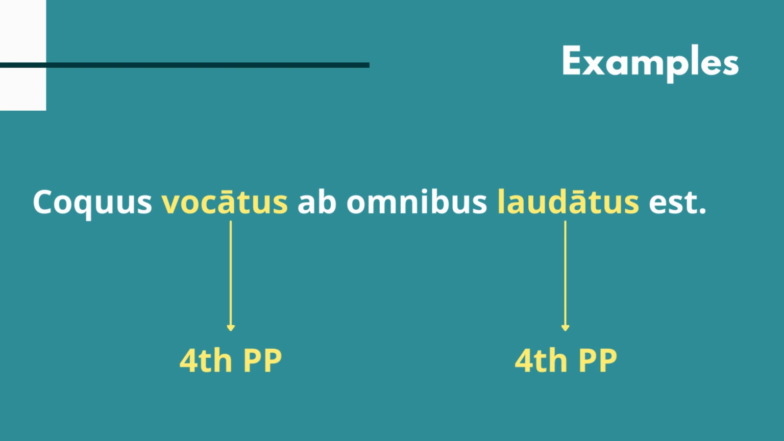So if we look at them again, right, vocatus is a PPP. There's no esse going with it. It's just a fourth principal part by itself. It's a perfect passive participle. Laudatus, on the other hand, has esse going with it, est, right? It's the present tense of esse. This makes it passive voice, perfect tense. So even though they look similar, they're doing two different things.